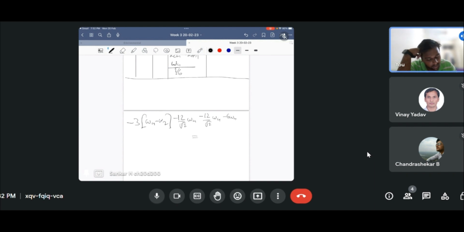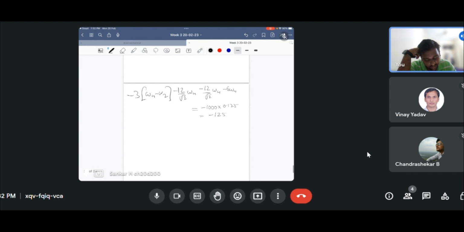Again, we have to multiply the constant times the area. So we'll get the final equation as 3w2 plus w4 times minus 3 minus 9 minus 24 by square root 2 is equal to minus 125. I think this is the final fourth equation you are going to get.